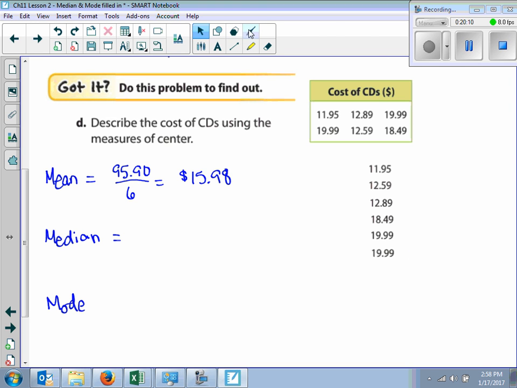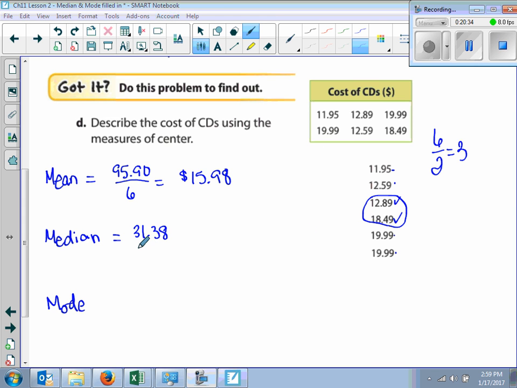So to get to the middle number, we have 6 items in the list. So 6 divided by 2 is 3. So we're counting 1, 2, 3, and 1, 2, 3. To get to the median, we're going to add those two numbers and divide by 2. So when we add, we end up with $31.38. We're going to divide that by 2. And we end up with $15.69.